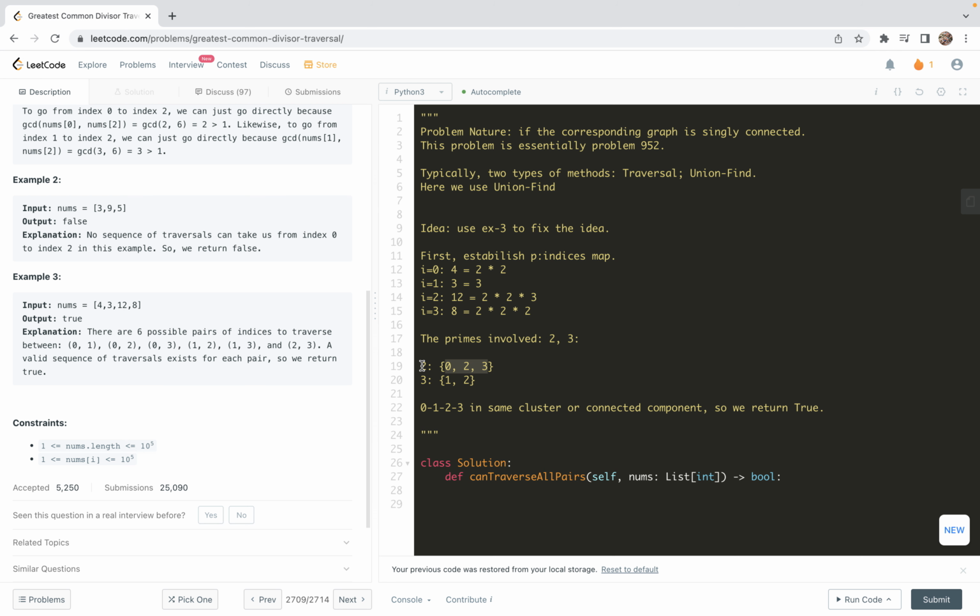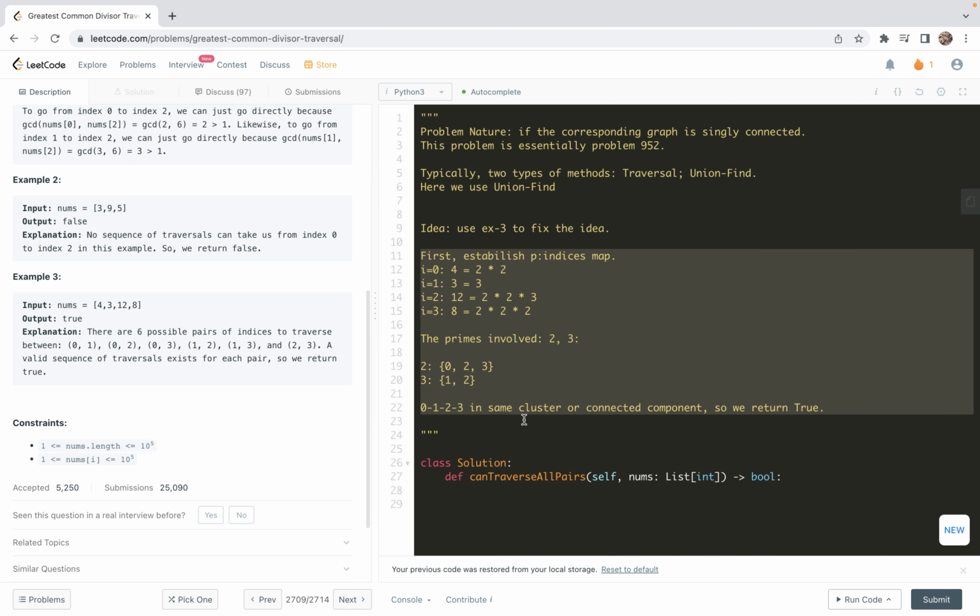So we can make a dictionary where the key will be the prime factor, and the value is the corresponding index list. For example, prime factor 2 appears in 4, 12 and 8, corresponding to indices 0, 2, 3. So we have this list of indices as the value. Then for the prime factor 3, it appears here and also here, corresponding to indices 1, 2.